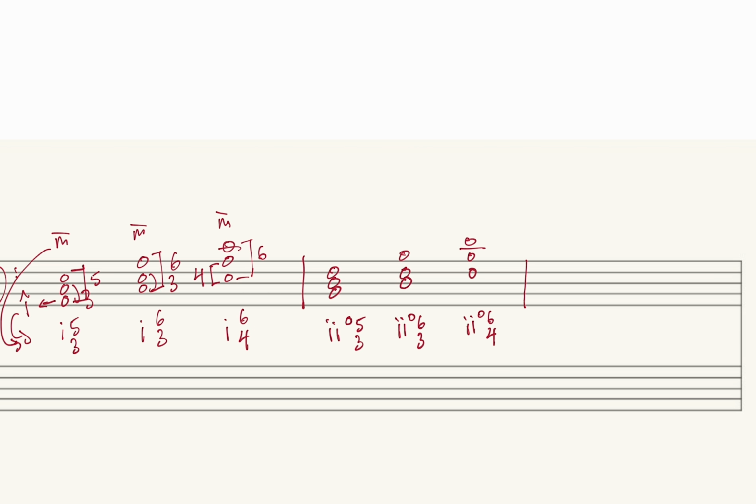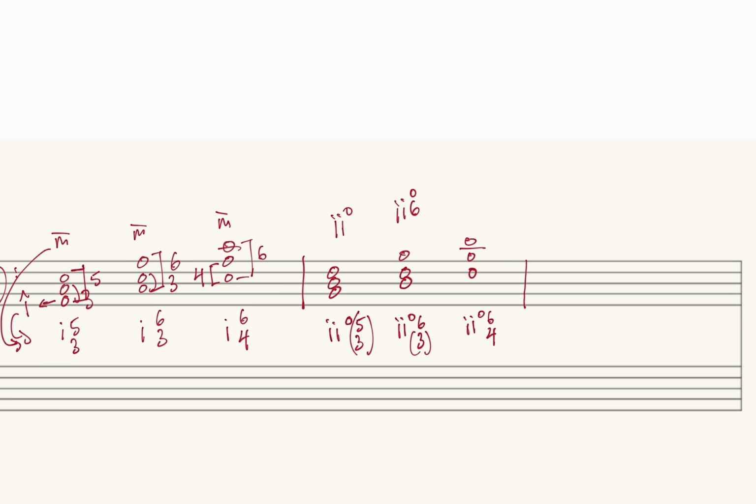Some of them can be omitted, or they're just understood, they're implied. So I'm going to put parentheses around the figures that are implied. In root position, both 5 and 3 are implied. So if you just write 2 diminished, this implies that it's in root position. For the first inversion, the 3 is not necessary, it's implied. So if I just write 2 diminished 6, that's understood as first inversion.